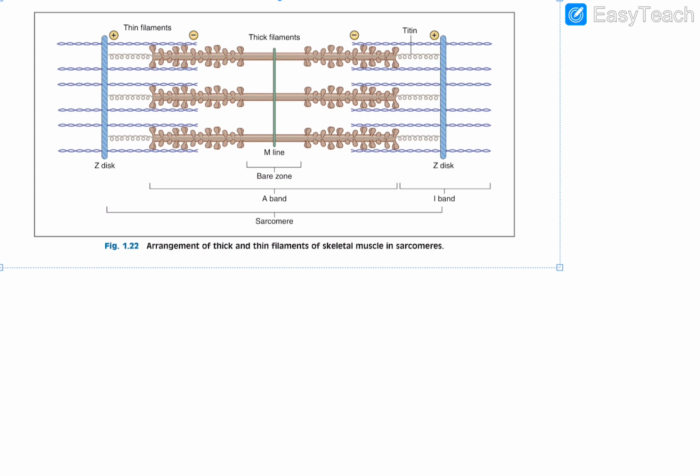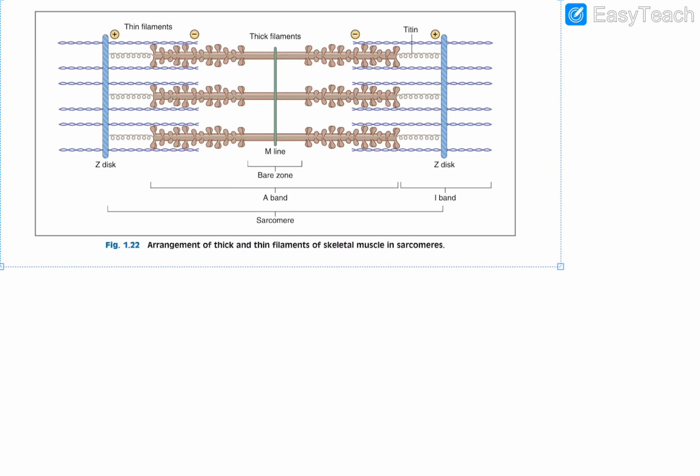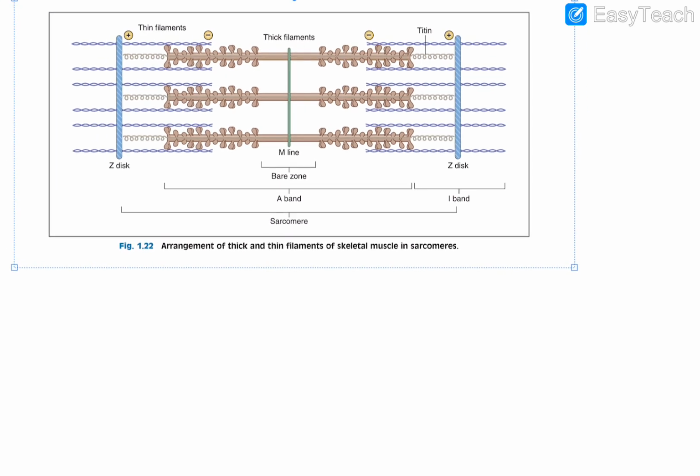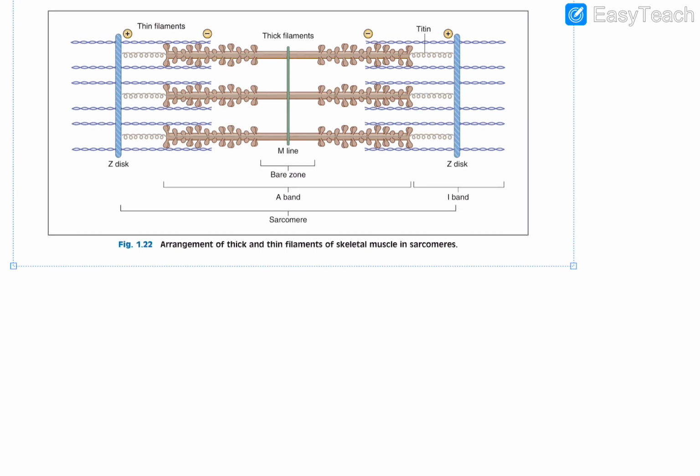On the Z disc, we can see the blue filaments. These are thin filaments, and these are the actin filaments. Now, there are a few terminologies which are important to remember. We can see that there is an area here where there are no thin filaments. There is only thick filament. This is known as the bare zone.